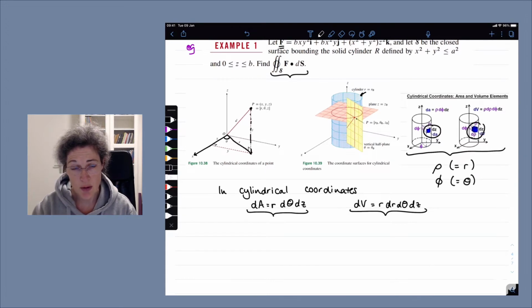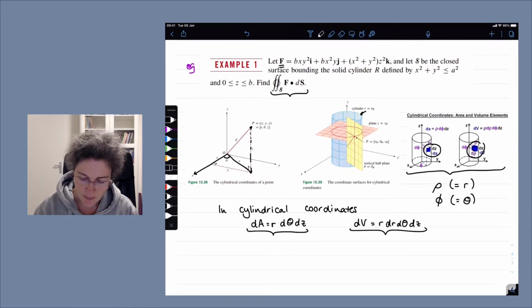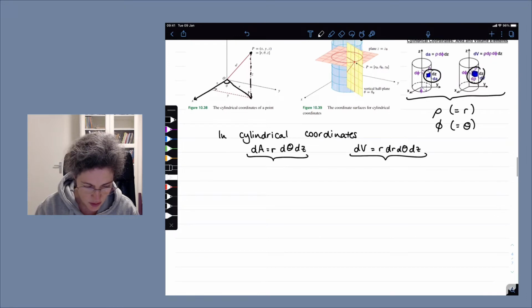Okay, so we're going to use that to solve this question. So let's go back to it. Here's our field, and we want to measure the flux through the surface, where the surface is this solid cylinder. So let's sketch that cylinder, just so that we have a picture in our head of what it is that we're doing.